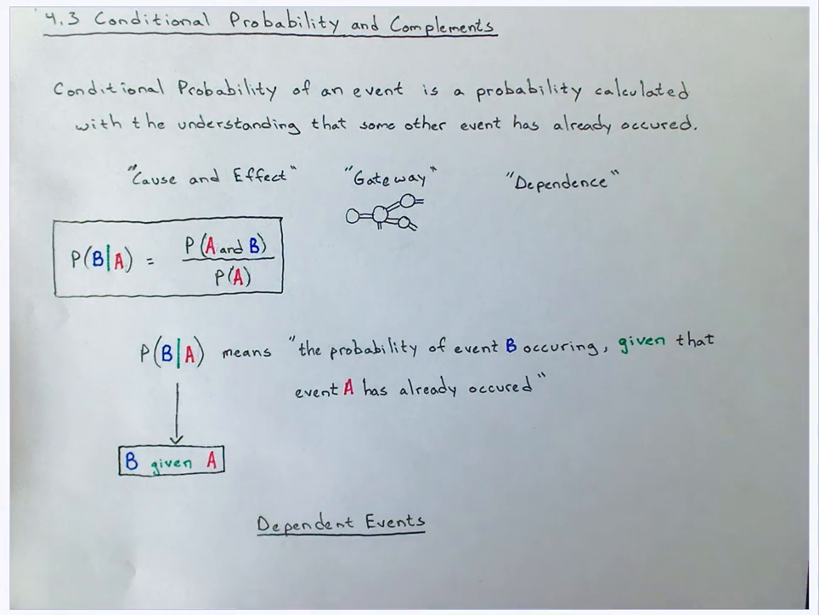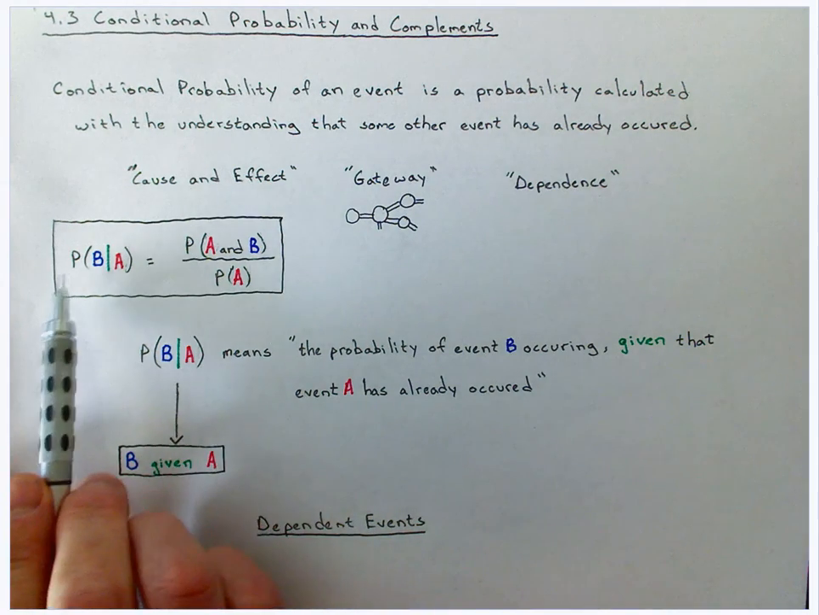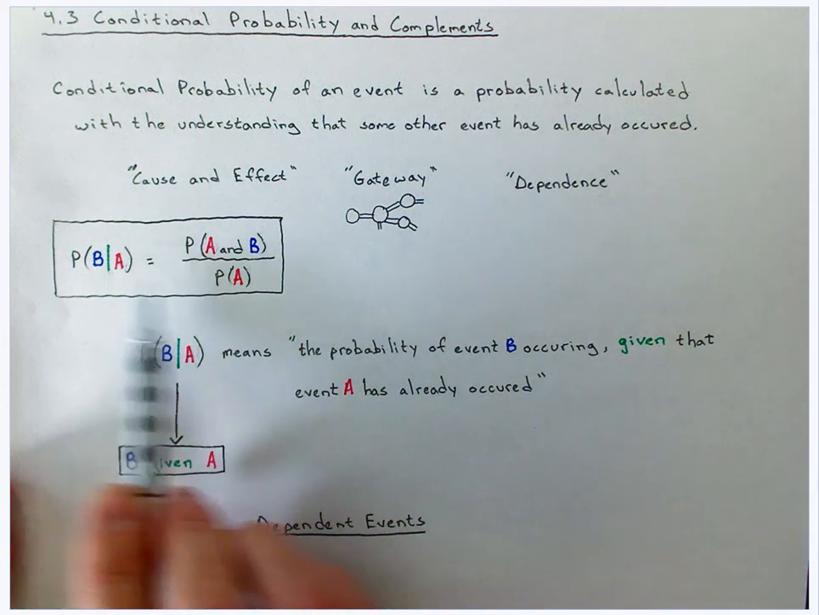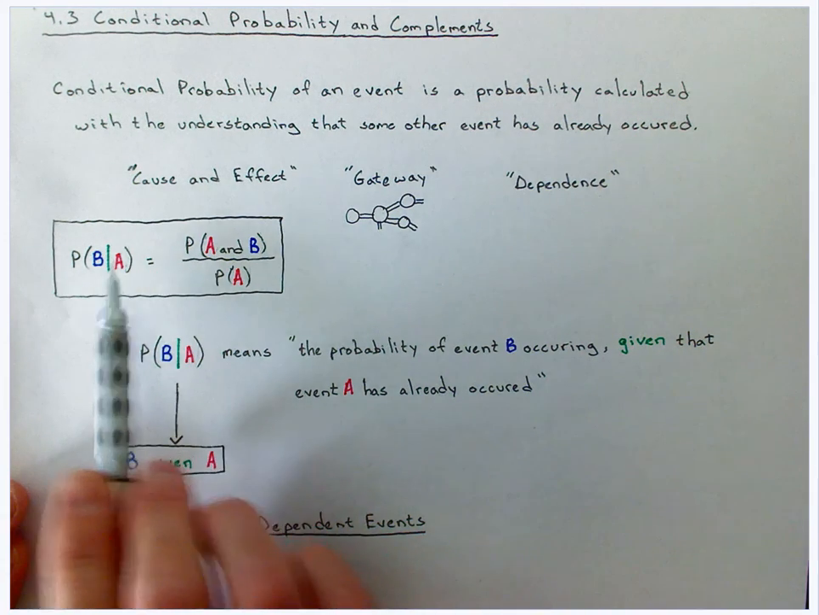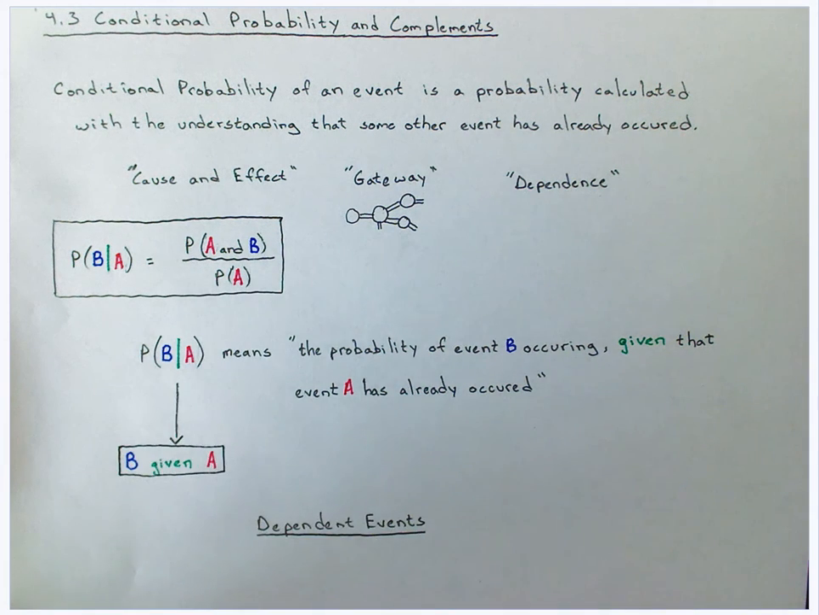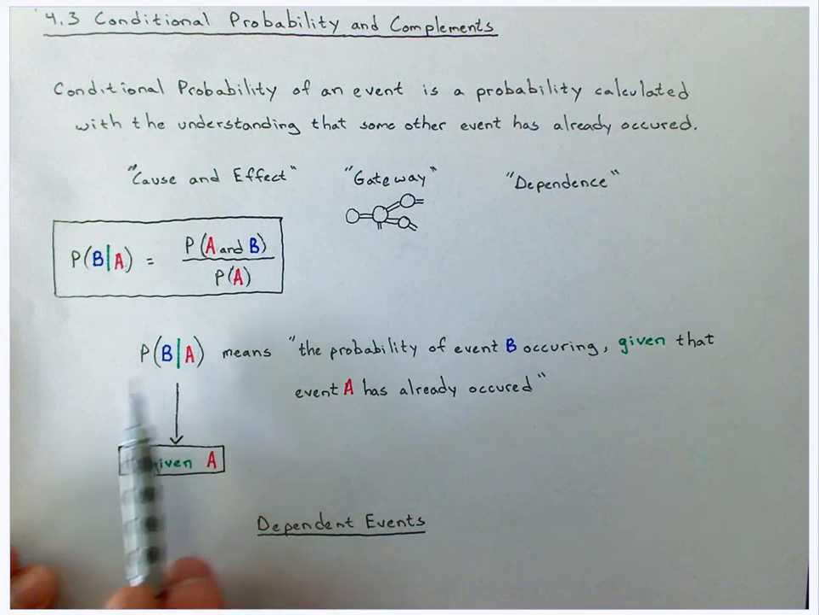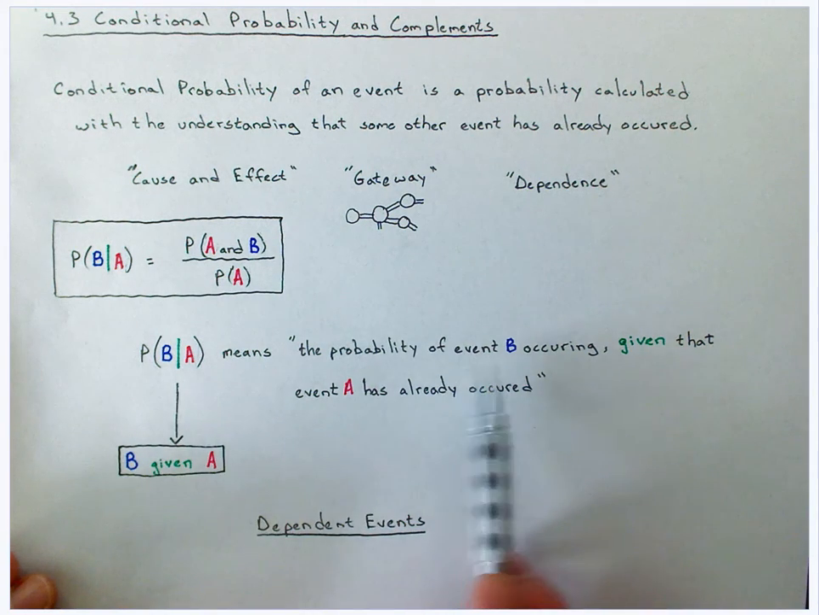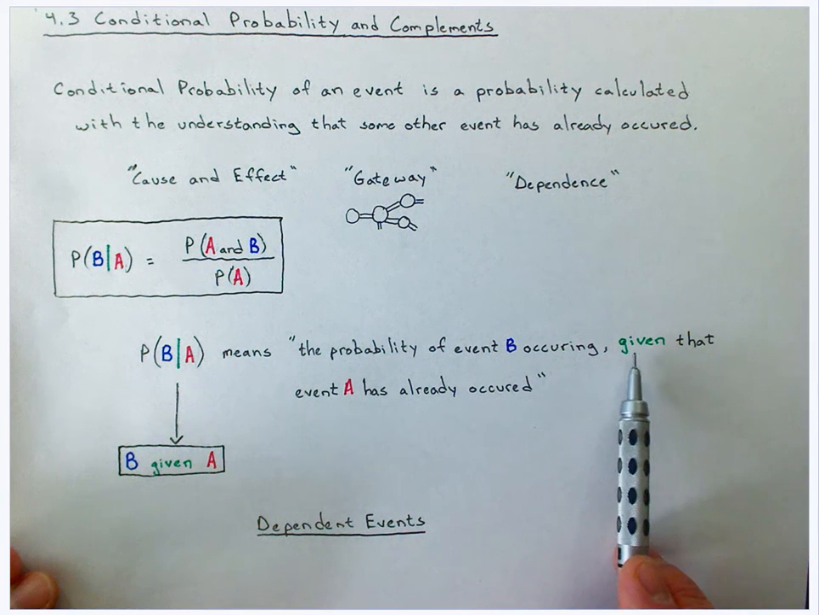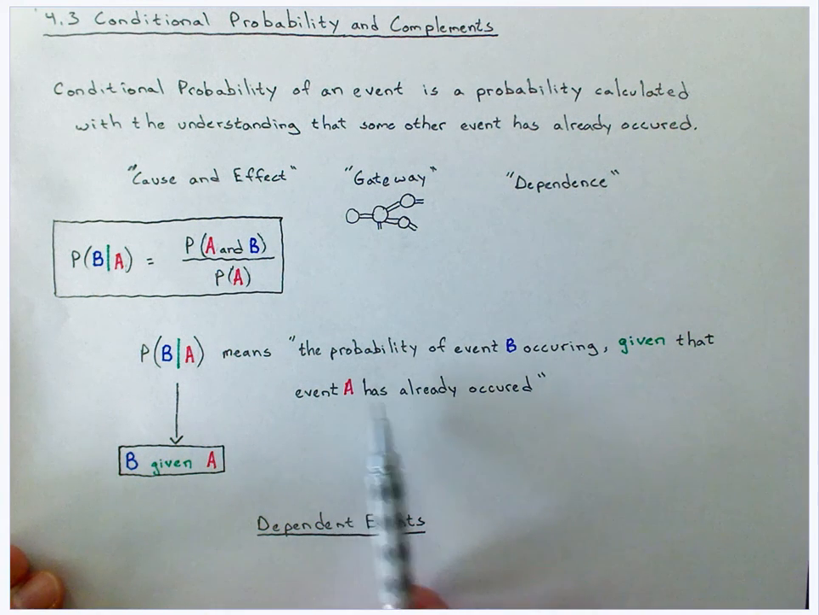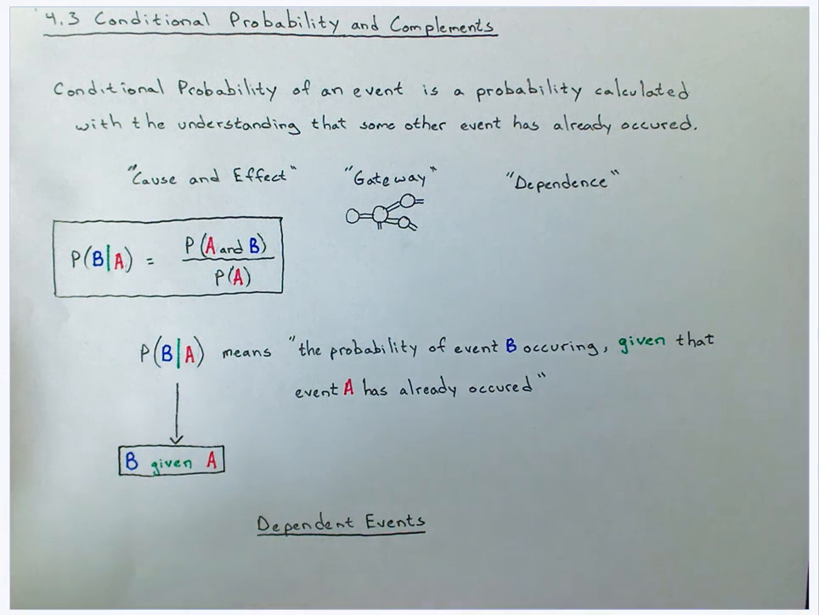So our formula for conditional probability is the probability of B given A. That tells us conditional probability, and it is simply the probability of A and B over the probability of A. And the probability of B given A means the probability of event B occurring given that event A has occurred. Given is your key word in your homework problems. So B given A. B given that A has occurred, and these are dependent events.